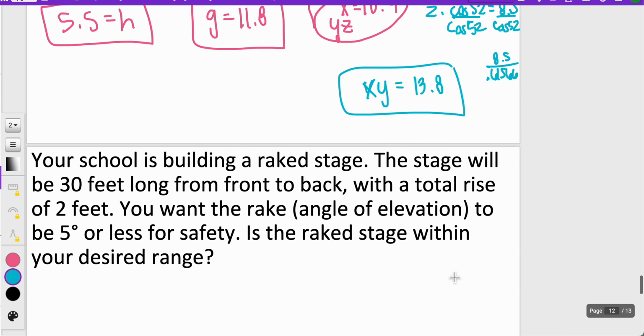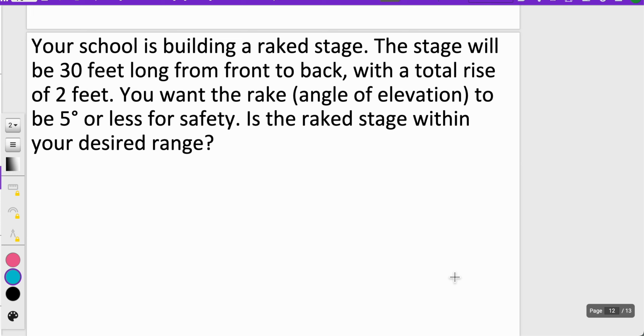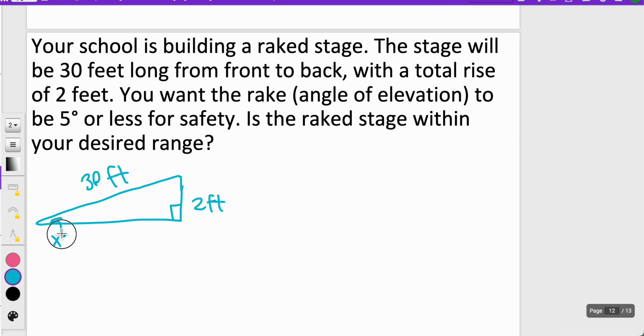Okay? Last little bit. Your school is building a raked stage. That means add a slant, like so. The stage will be 30 feet long from back to front, with a total rise of 2 feet. You want the rake angle of elevation to be 5 degrees or less for safety. So this angle I want to be 5 degrees or less. I don't know the degree yet. Is the raked stage within your desired range?